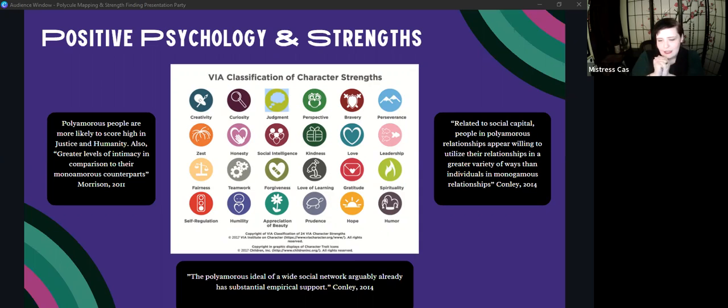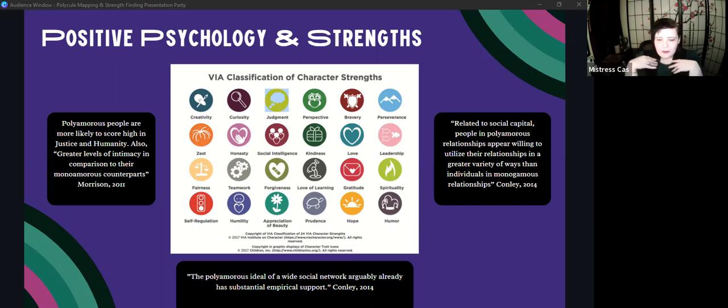And then Conley also pointed out that, related to social capital, people in polyamorous relationships appear willing to utilize their relationships in a greater variety of ways than monogamous relationships. Meaning, maybe they have the same toolkit that a monogamous person has, but they use those tools in very different ways and more ways, and then they apply them to different things. For example, maybe a monogamous couple has great communication skills with each other, and they're just on point all the time about talking about what they need to talk about. That might be the same skill set that a polyamorous relationship has, but those people tend to use those skills even more broadly in different types of relationships than just the romantic or sexual ones.